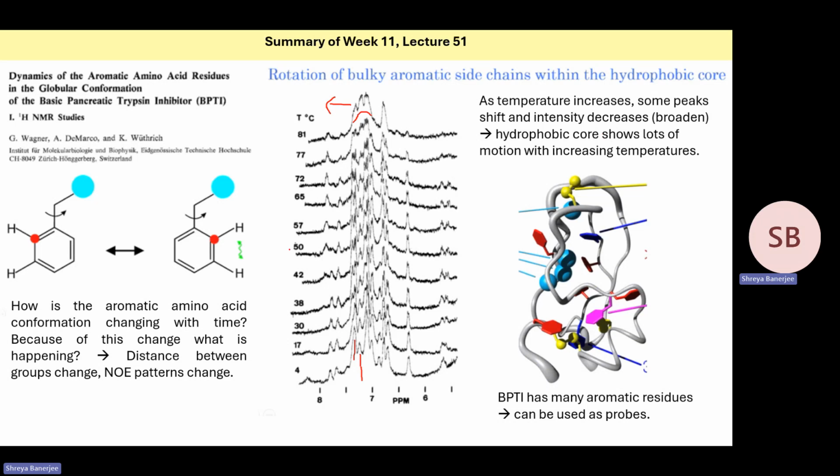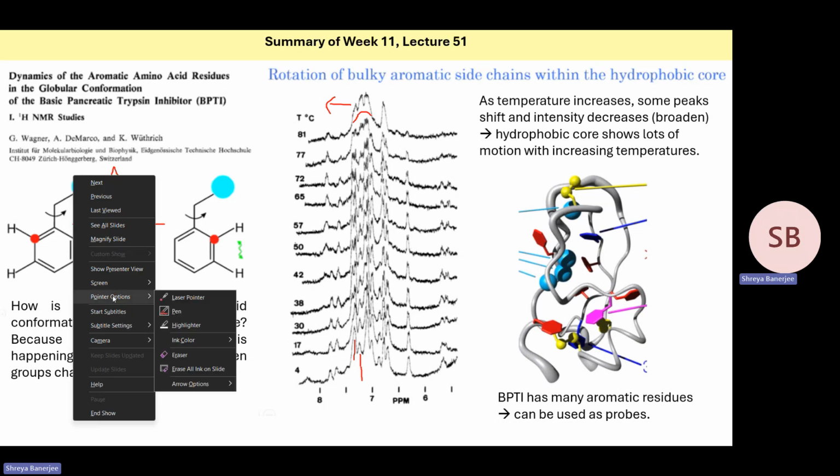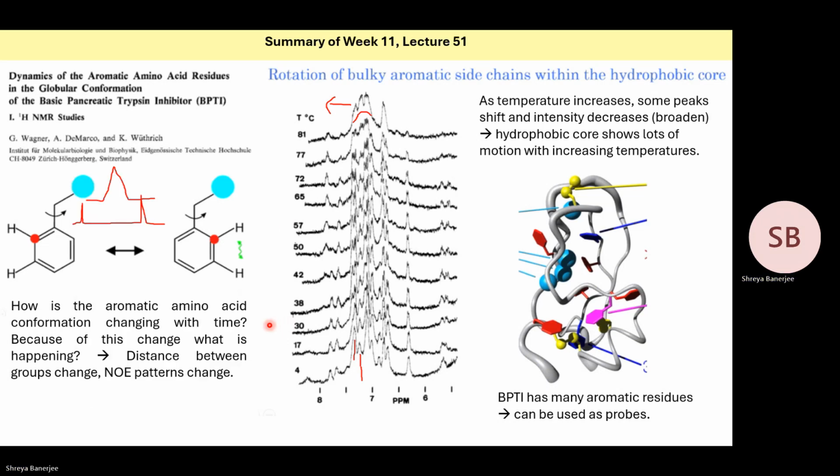Basically, why this happens is because as you increase the temperature, the dynamics increase. That is, the motions happening for the aromatic residue become faster and faster, so you are no longer able to distinguish two conformations. Suppose you have one peak for this conformation and one peak for that conformation. As the temperature increases, both these peaks will merge into one broad peak. That is kind of what is happening here. So this also gives you an idea about the dynamics of the protein.